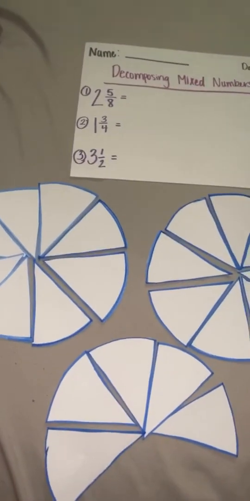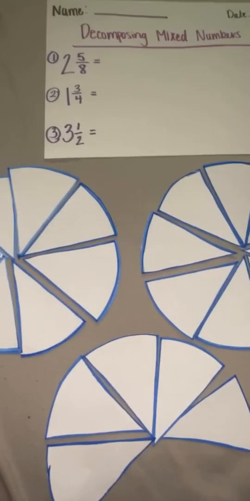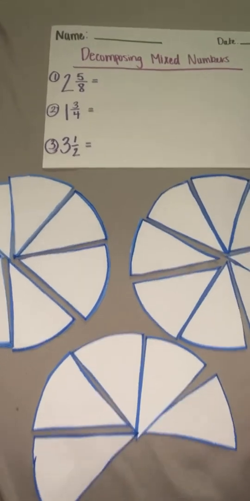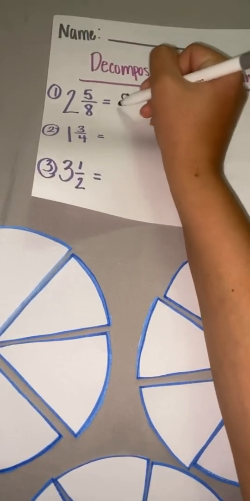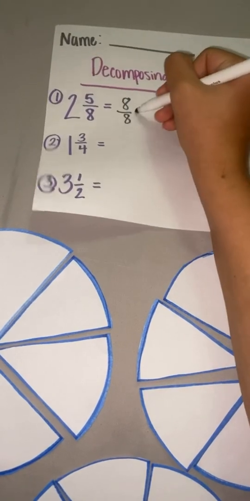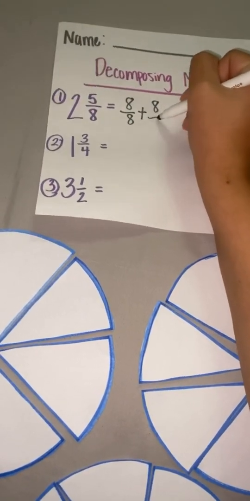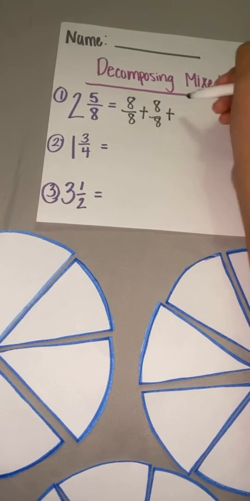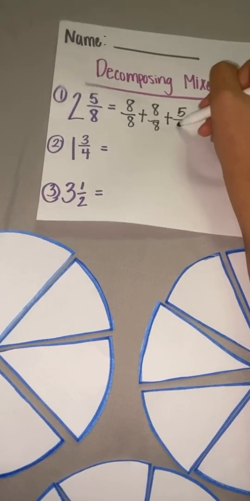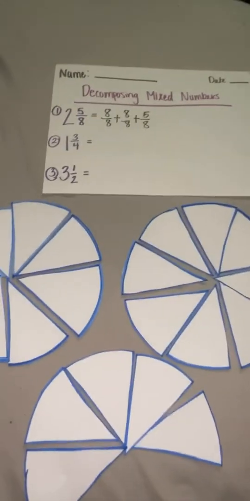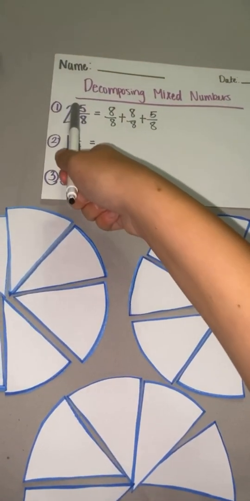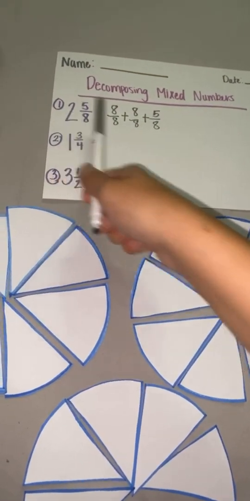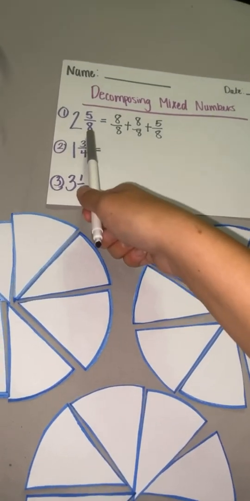So now your students are going to come to the top, and beside number 1, they're going to write that 2 5/8 is going to equal 8 eighths plus 8 eighths plus the remaining 5 eighths. And so your students will be able to recognize that their 8 eighths plus 8 eighths gives them the 2 wholes, and that you have your remaining 5 eighths left.